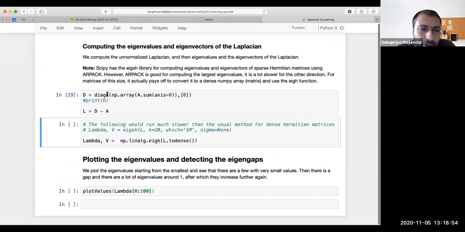This is also a bit complicated here. You may run into trouble if you do this for the first time. It's a sparse matrix, so you do A dot sum and then give the axis.